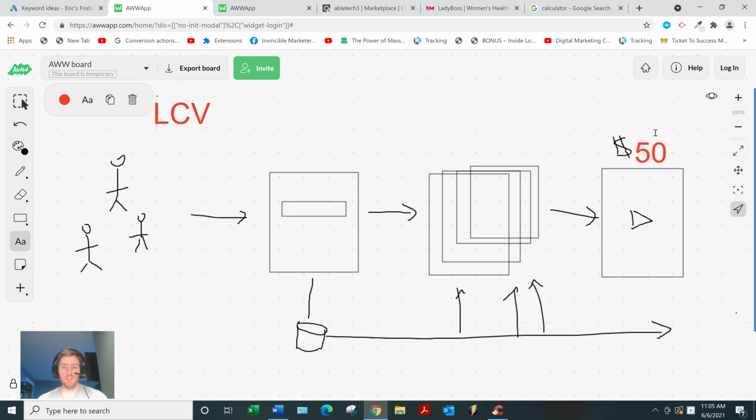So I would aim, let's just say you're in the weight loss niche, you're selling weight loss products. I would aim for an LCV of at least 50. I think that's very doable. And I'll show you what that looks like.